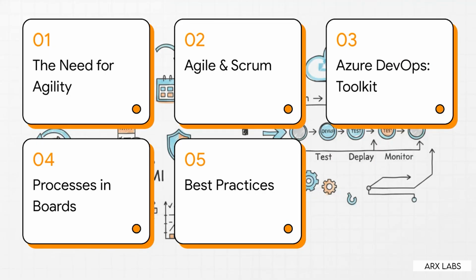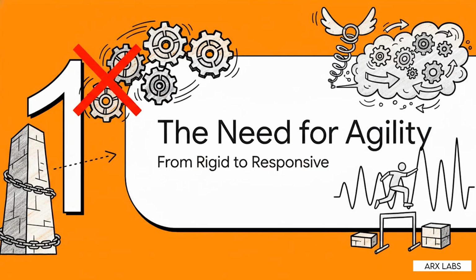All right, here's our game plan. We'll kick things off with why we even need to be Agile in the first place. Then we'll get clear on what Agile and Scrum actually are. We'll see how Azure DevOps fits into the picture, take a deep dive into the process templates in Azure Boards, that's the core of it, and then wrap up with some best practices to make sure you succeed. Let's get into it. First up, the need for agility.